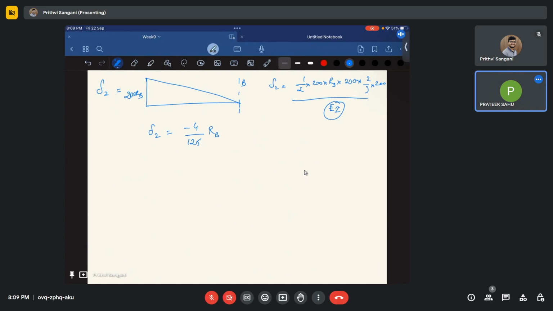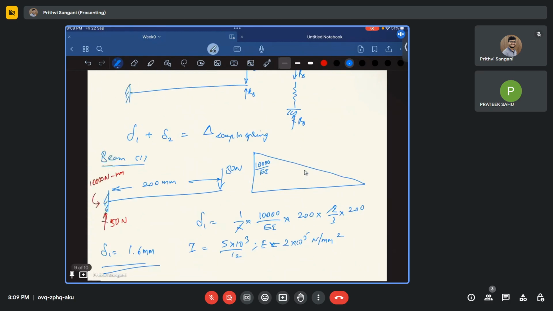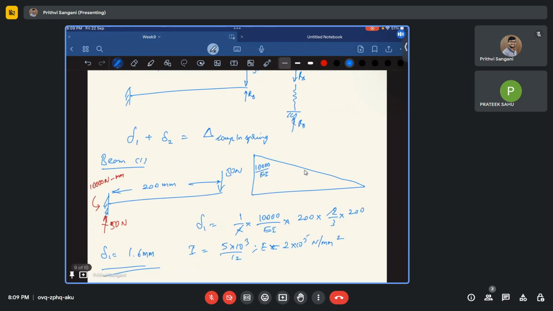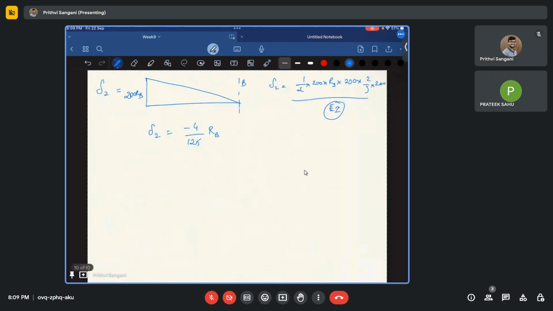Because it is downward, sir, whichever deflection it is. Yes sir, in the first problem we have taken a deflection downward, so that's why we have taken it positive there. But in beam 2 the deflection is upwards, so that's why I'm taking it as minus. Okay. So delta 1 plus delta 2, like you said, should be nothing but the compression in the spring, na? Yes sir.